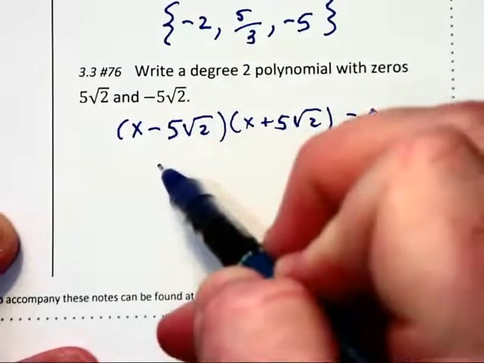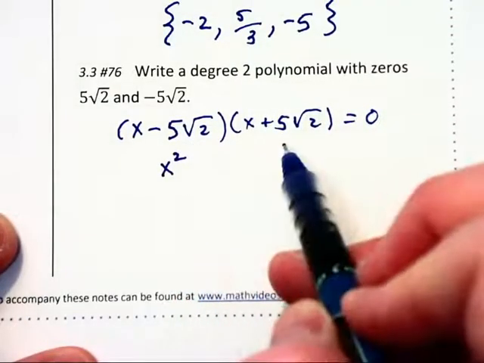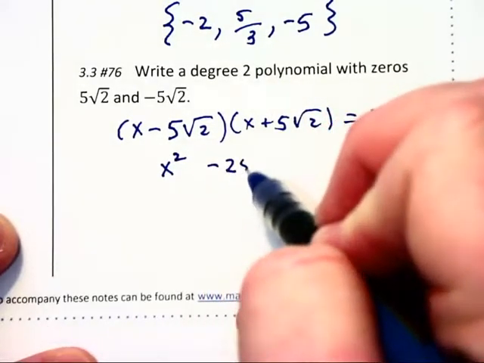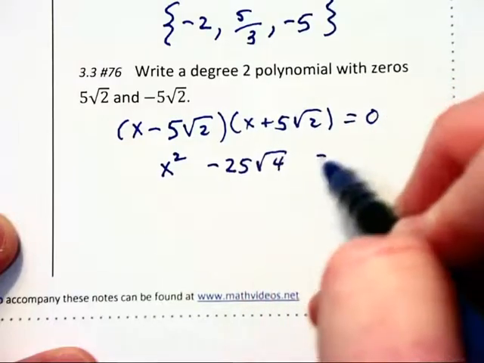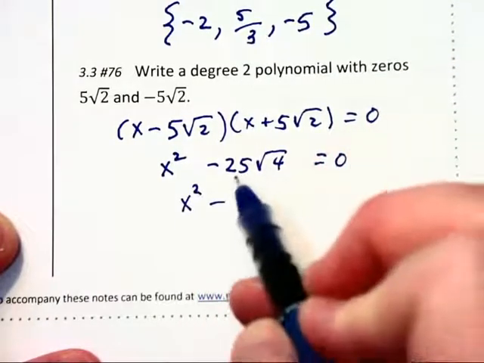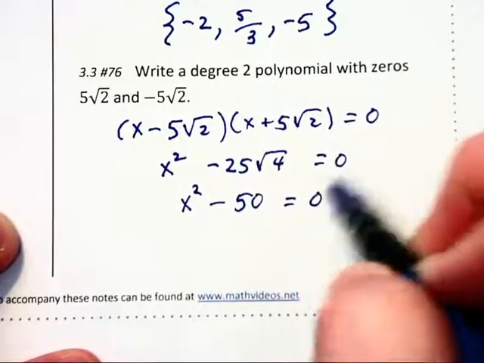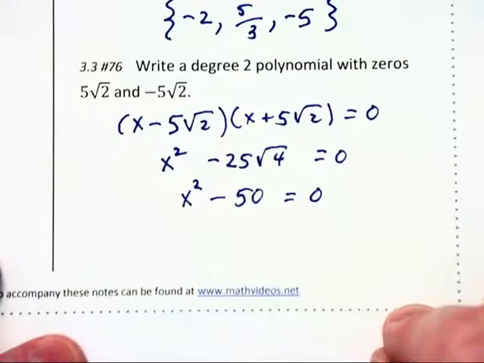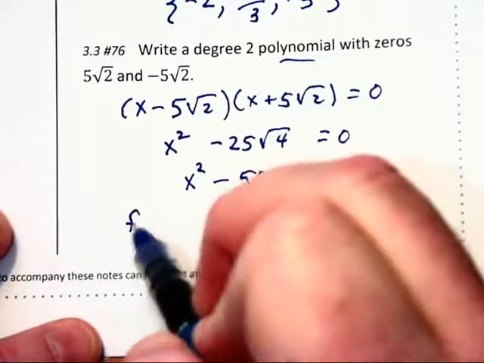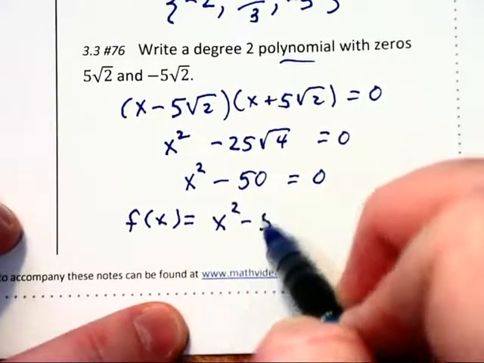When we multiply together, the first term of FOIL is x squared. The two middle terms are going to cancel out because we're multiplying conjugates by each other. So we're going to have minus 25 root 4 equals 0. That becomes x squared minus 25 times 2, which is 50, equals 0. Now that's an equation, and we were asked to find a polynomial with these zeros, so I'm going to write f of x is equal to x squared minus 50.